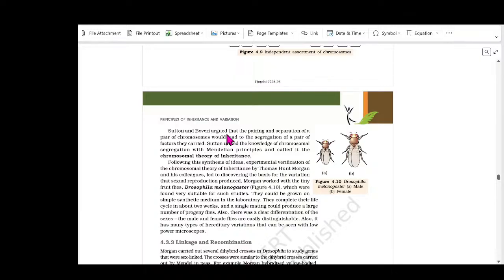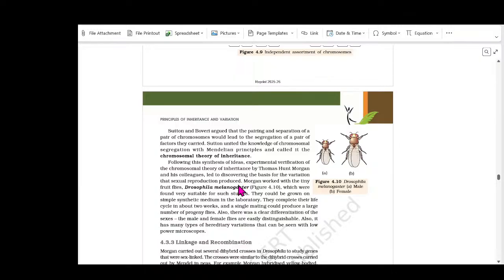Sutton and Boveri argued that the pairing and separation of a pair of chromosomes will lead to the segregation of a pair of factors they carried. Sutton united the knowledge of chromosomal segregation with Mendelian principles and called it the chromosomal theory of inheritance. Following this synthesis of ideas, experimental verification of the chromosomal theory of inheritance by Thomas Hunt Morgan and his colleagues led to discovering the basis of the variation that sexual reproduction produced.